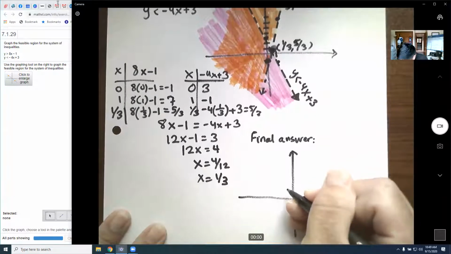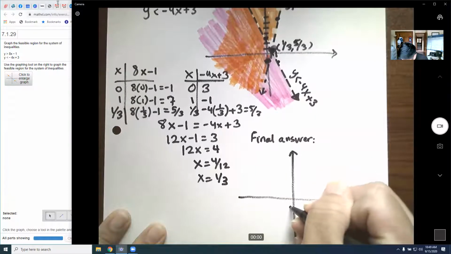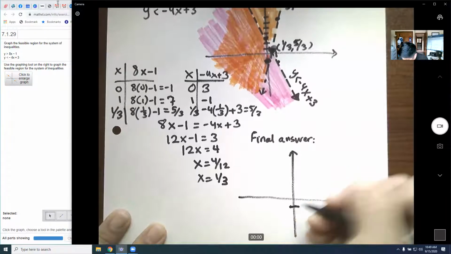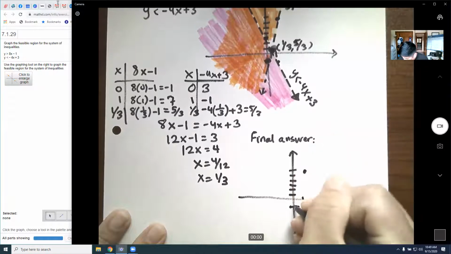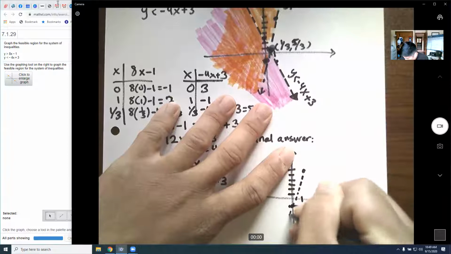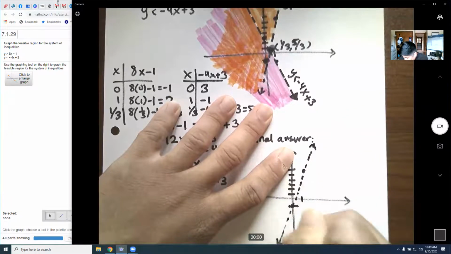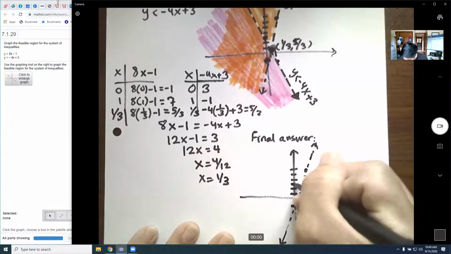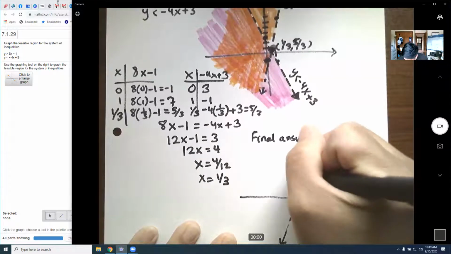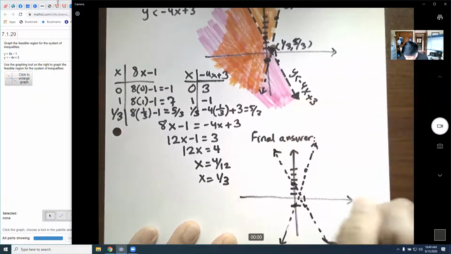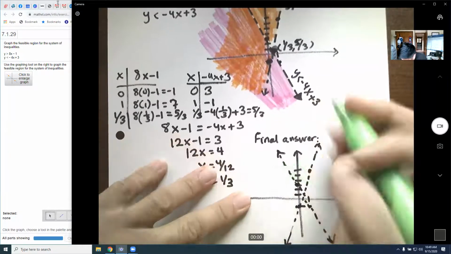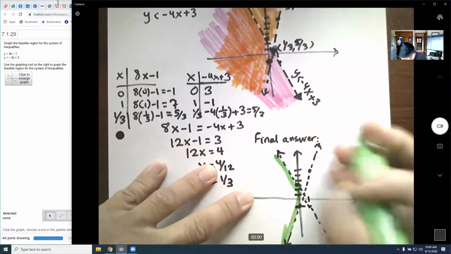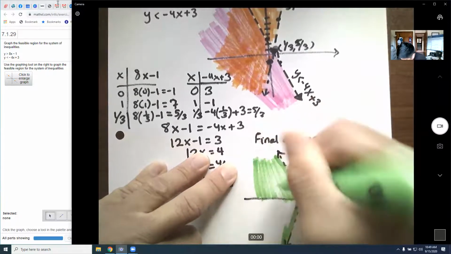So the first one had a point at 0, negative 1, and at 1, 7. So it looks like this. And then the other one had a point at 0, 3, and at 1, negative 1, so it looked like this. And then we know that the shading that overlapped was over in this area right here. And so this is the solution.